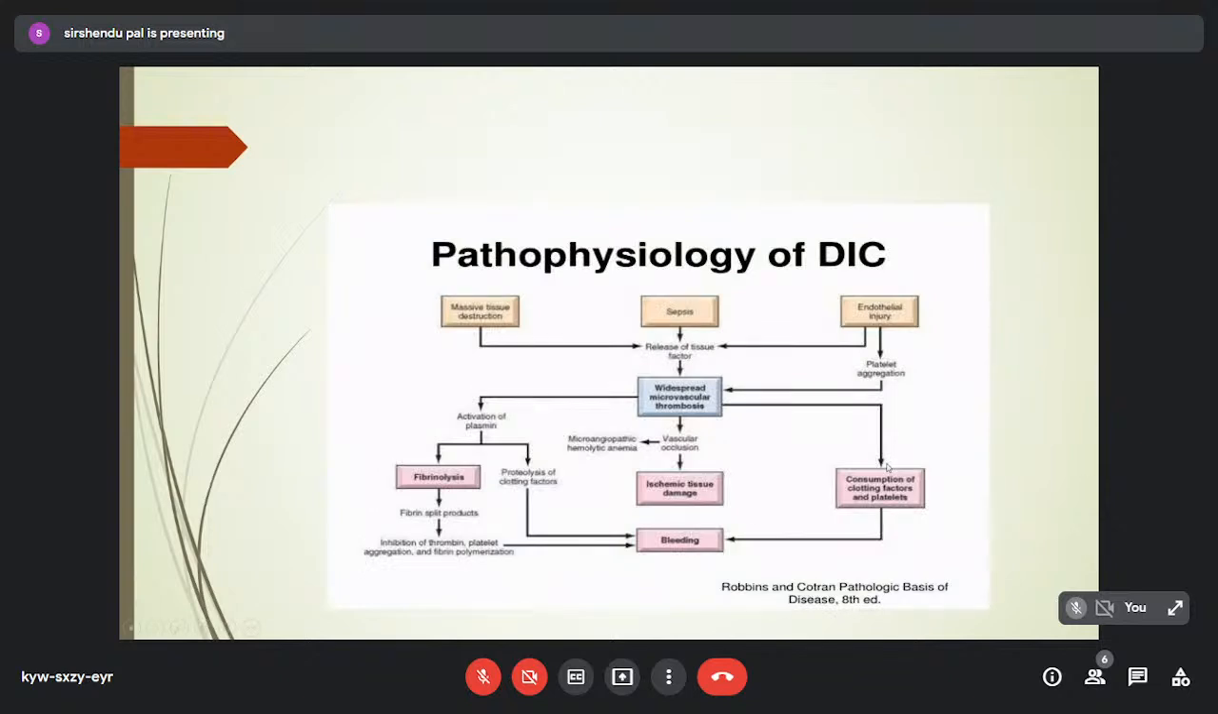This is the pathophysiology of DIC where we can see sepsis, massive tissue destruction, endothelial injury, all cause release of tissue factor. Endothelial injury will cause platelet occlusion, may cause ischemic tissue damage. Then widespread microvascular thrombosis causes activation of plasmin, fibrinolysis occurs and the proteolysis of the clotting factors takes place which leads to bleeding. Because of the consumption of the clotting factors and platelets as well as because of the proteolysis of the clotting factors, bleeding occurs.